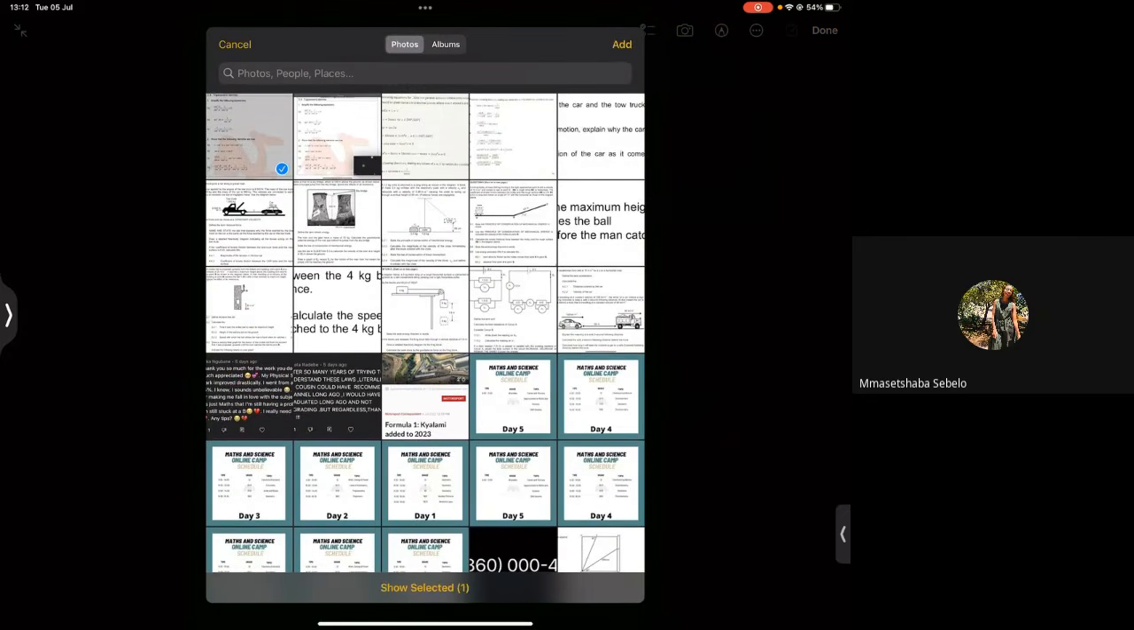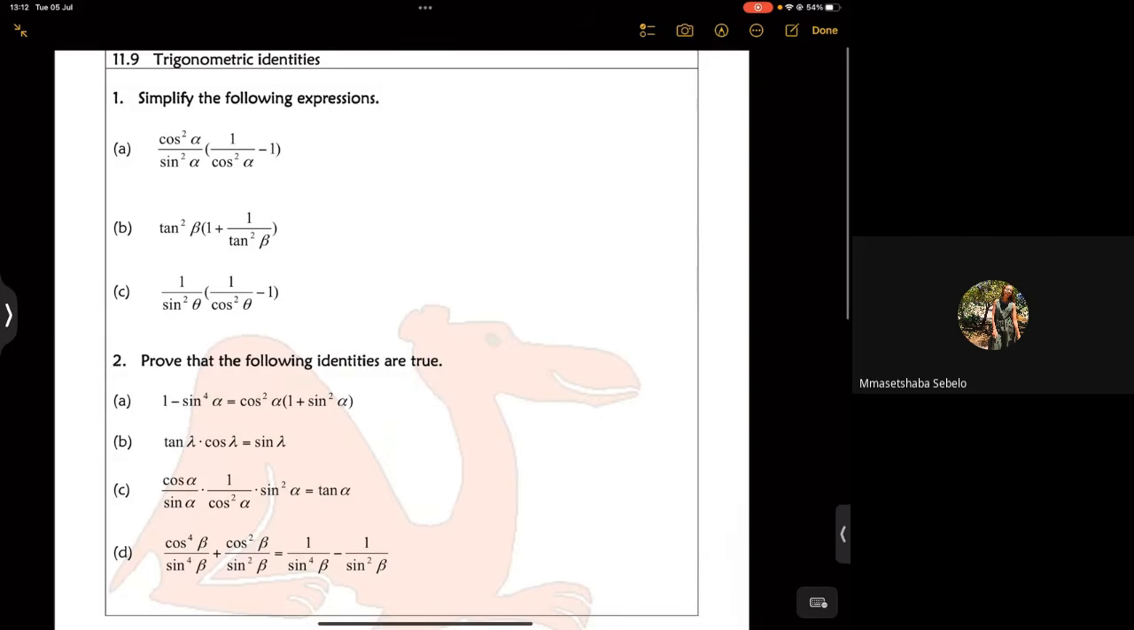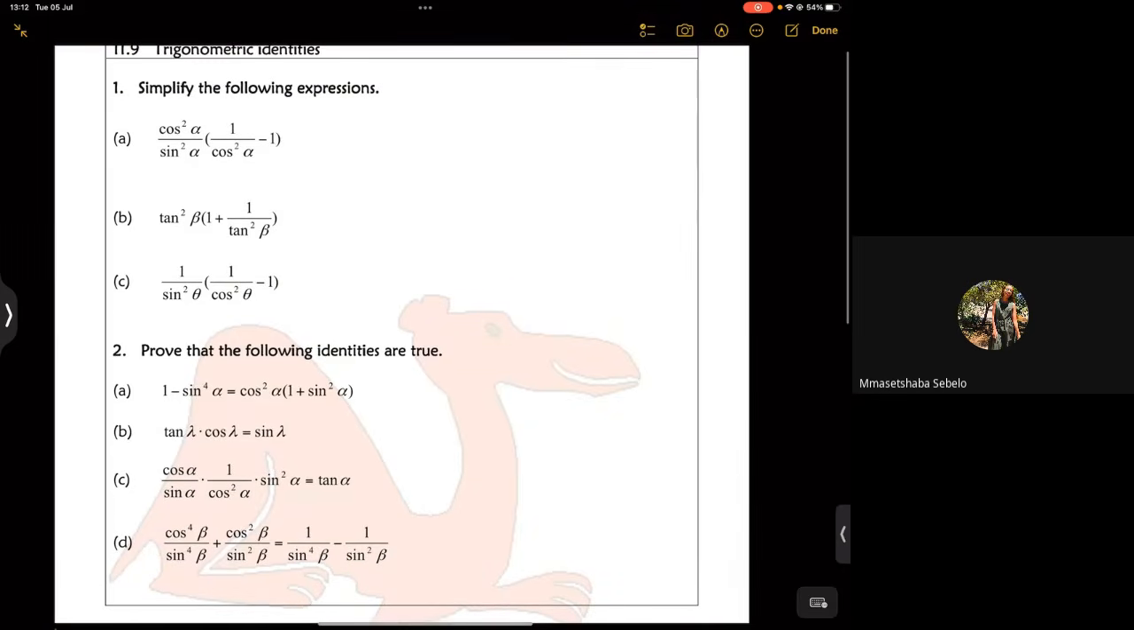Before I go to the other ones, I thought let me take these ones and let's try to do it together. And obviously afterwards we will then go to the more complex type of examples. All right, so we've got an identity here.